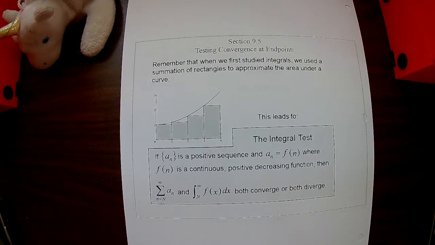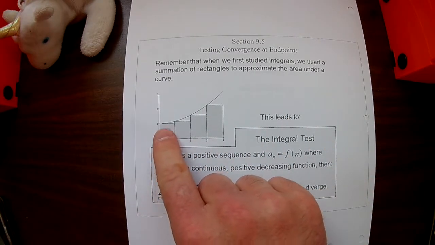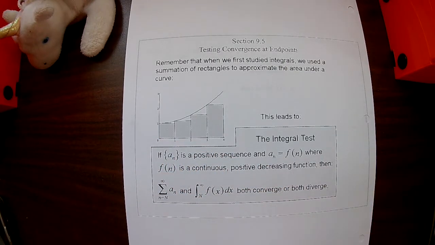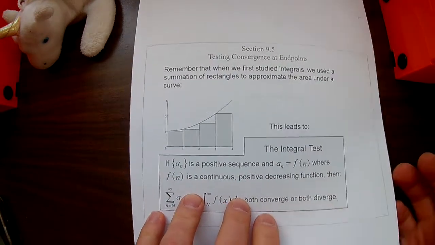So you want to write down the integral test. If a sub n is a positive sequence and a sub n is equal to f of n, where f of n is a continuous positive decreasing function, then the summation from n equals n to infinity of a sub n and the integral from n to infinity of f of x dx both converge or both diverge. And a way of seeing that is to draw a series underneath the corresponding function. You can actually draw it as a rectangular approximation. But let's do an integral test.